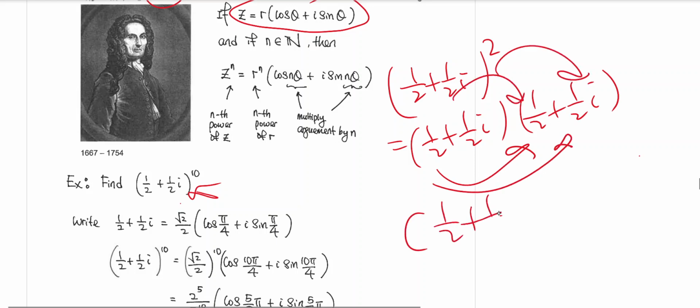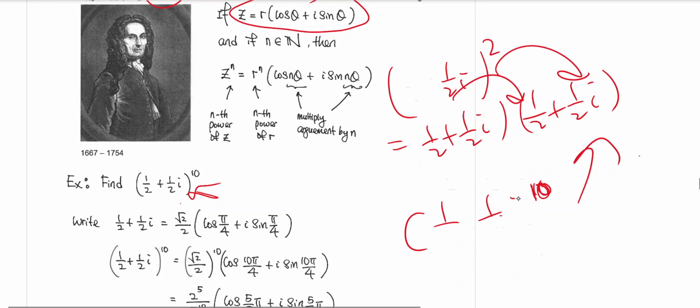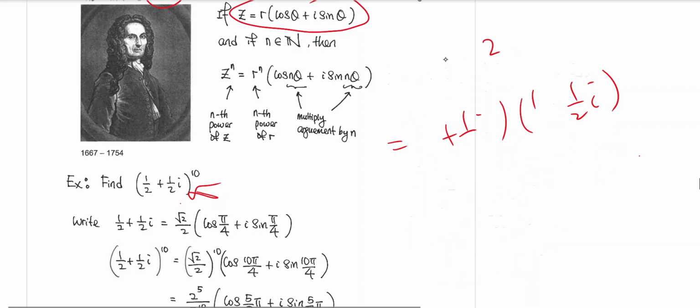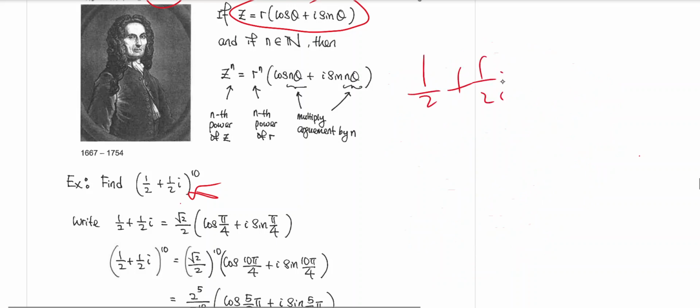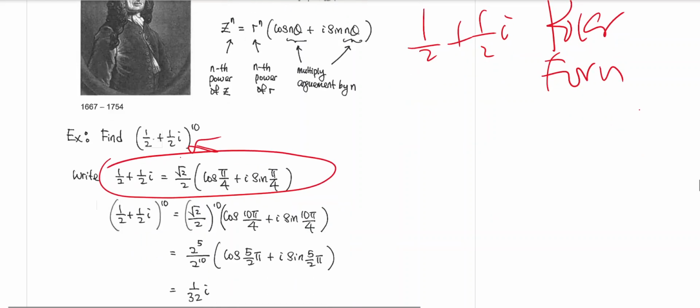But you will see that if you have to compute 1 over 2 plus 1 over 2 i, raised to the power of 10, this is going to be a mess if you distribute it. But De Moivre's theorem says that you don't really have to do that. You have an alternative. The alternative is to write 1 over 2 plus 1 over 2 i in its polar form. Figure out the magnitude, the modulus, which is square root of 2 over 2. Figure out the angle. The angle is pi over 4.